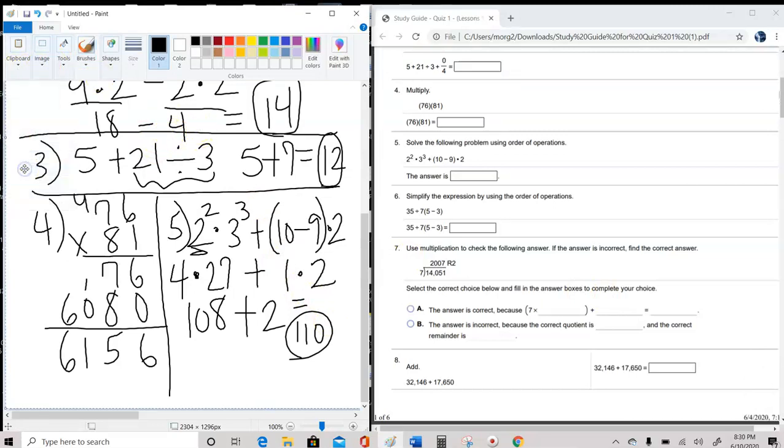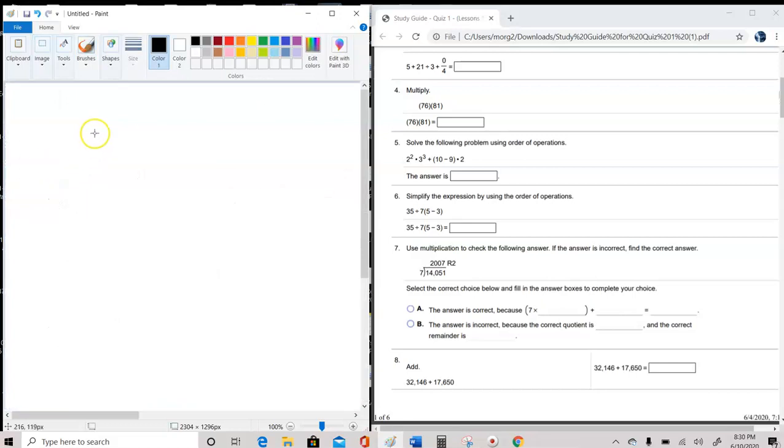Number 6 is also an order of operations problem. We have 35 divided by 7 times, in parentheses, 5 minus 3. Again, you do what's in parentheses first. So that is positive 2.